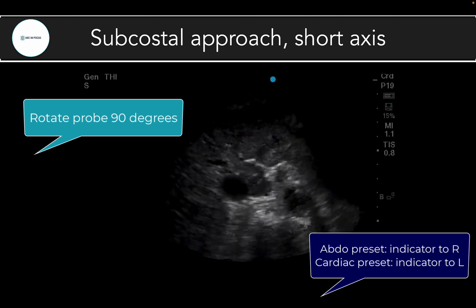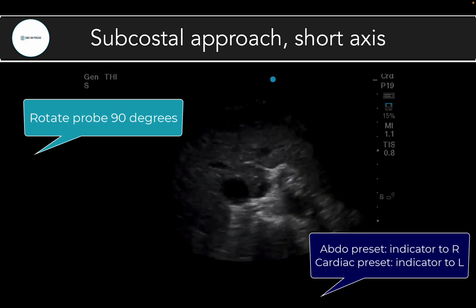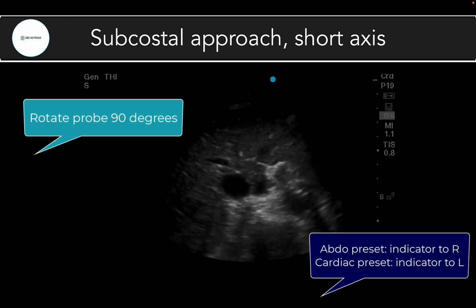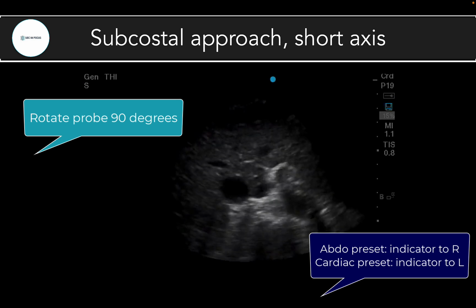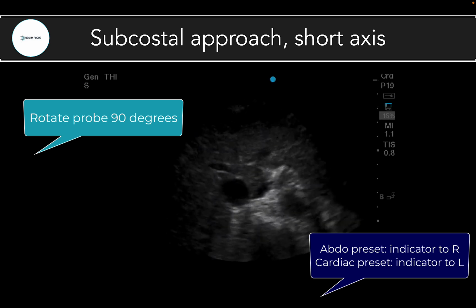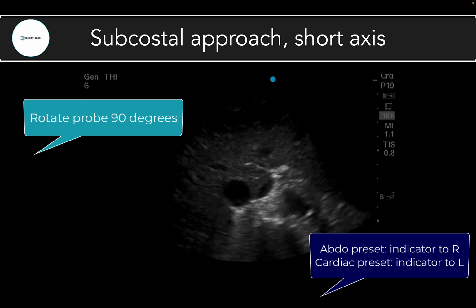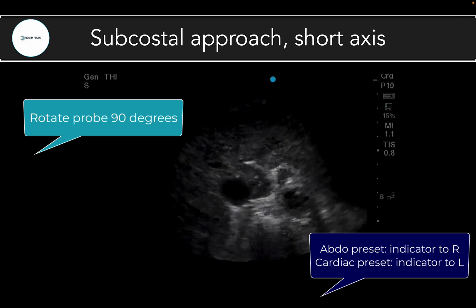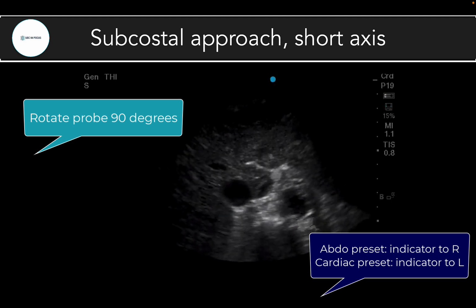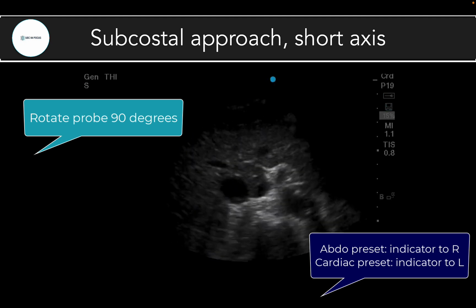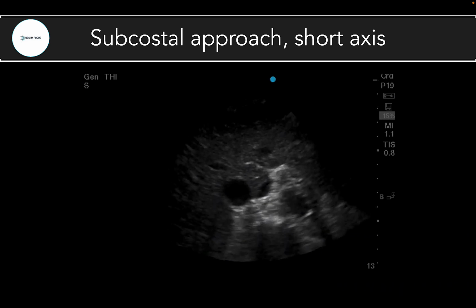Now, technically, if we've used the curvilinear probe on the abdominal preset, we're going to rotate our probe so that our indicator is pointing towards patient right. If we've used the phased array probe on the cardiac preset, because the cardiac preset is flipped, we're going to rotate our probe so that the indicator is pointing towards patient left, or 3 o'clock. But really, if you get this wrong, it's not a big deal. Your image will be flipped, but still totally interpretable.